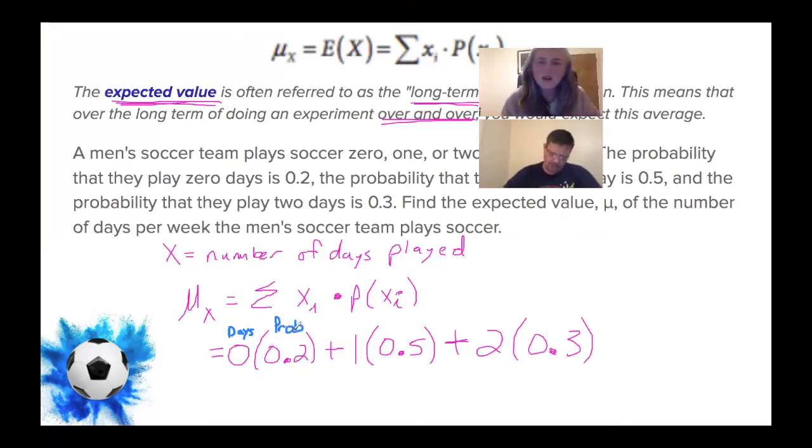Okay. Gross. Well, the first one's easy: 0. The second one's easy: 0.5. And the third one's not hard: it's 0.6. So now this is what's weird. 1.1.